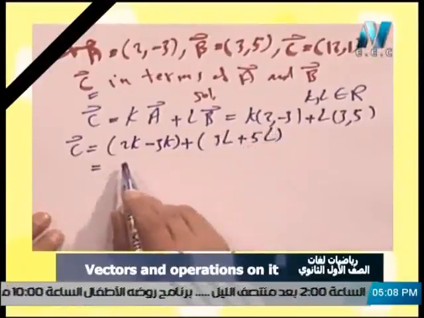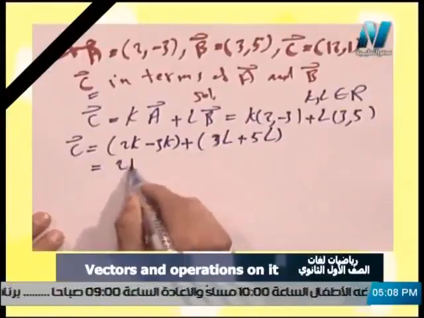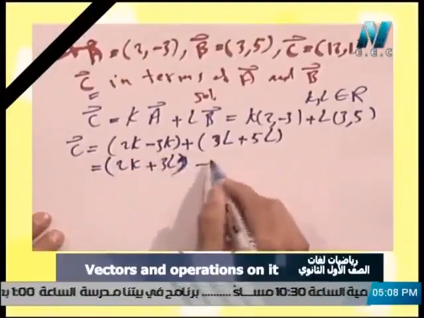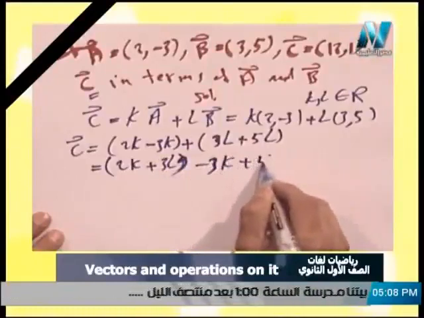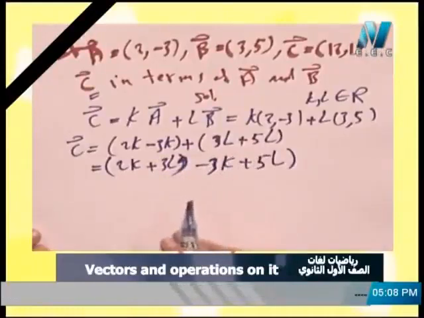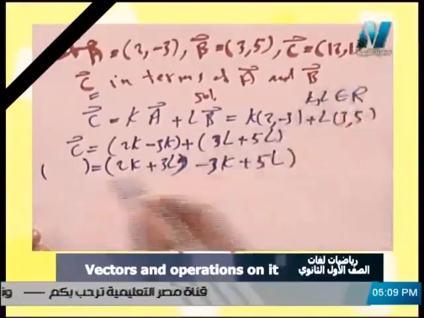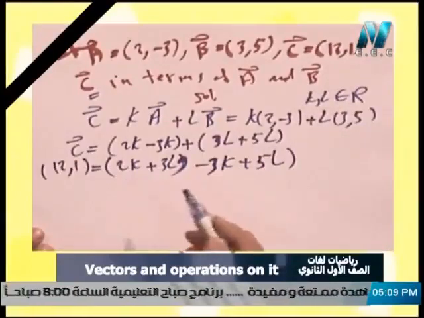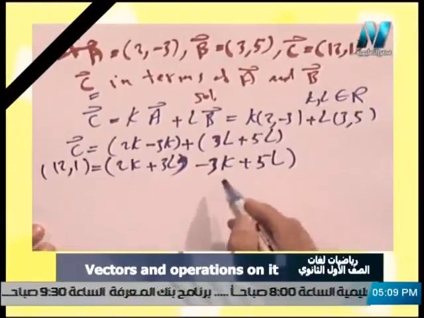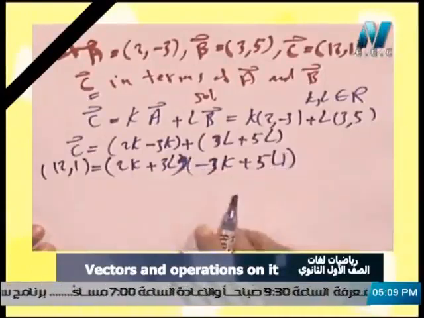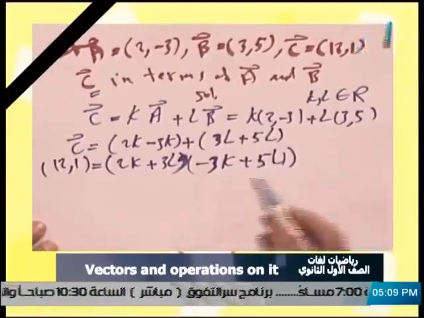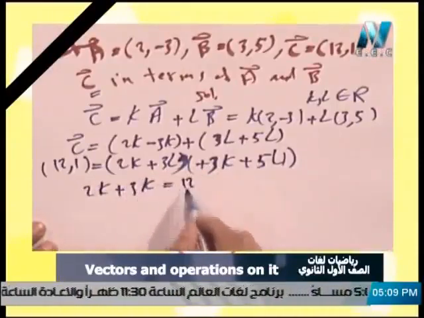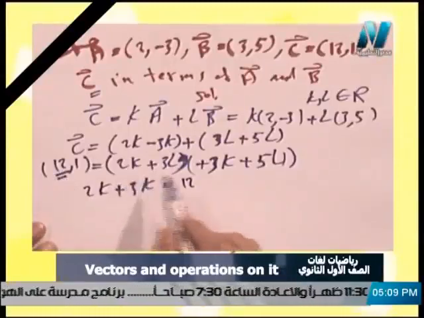By adding, it will be 2k plus 3l, comma, and negative 3k plus 5l. Okay, but we have the vector c equals 12 and 1. So we can make two equations to find k and l. So 2k plus 3l is positive here. 2k plus 3l equals 12. From this part, 2k plus 3l equals 12.